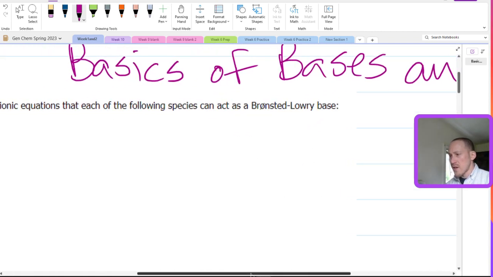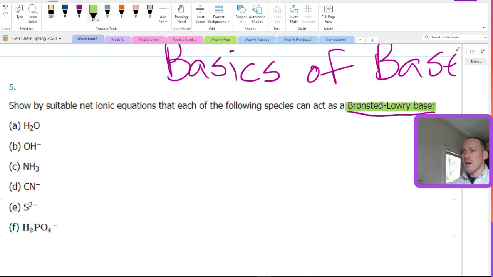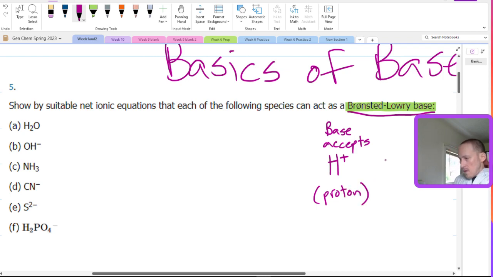There's a bunch of questions here, but it should go pretty quickly, I think. So first thing, there are multiple definitions of acids and bases. The one that we're talking about right now is Bronsted-Lowry, where essentially a base accepts the proton, H plus. That's a proton. It's just a nucleus that's a single proton, no electrons. And an acid donates the proton.